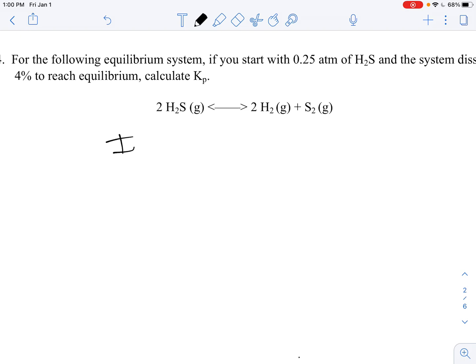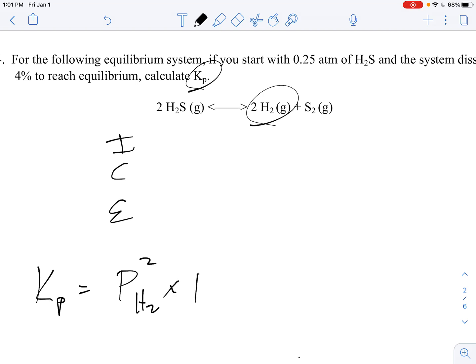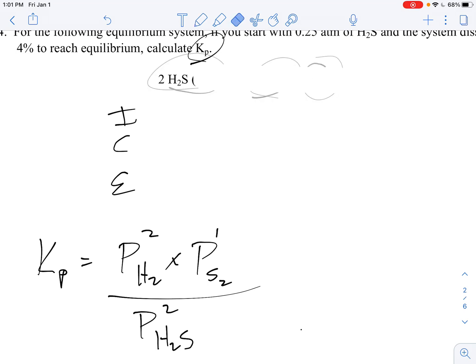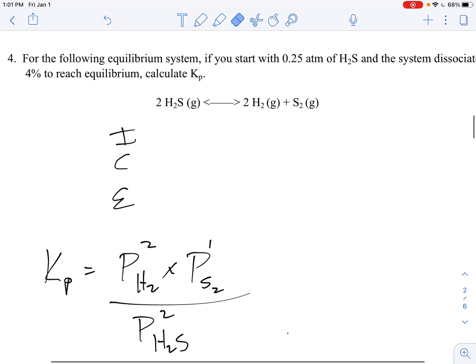All right, let's try another one here. For this one, I've got an I, a C, and an E, and I want Kp apparently, so fine. Kp is going to be equal to the pressure of the hydrogen squared, times the pressure of the disulfur to the 1, divided by the pressure of the H2S squared. This is there because, again, they're all gases, gas, gas, gas, so they all count. I don't have to ignore anything.